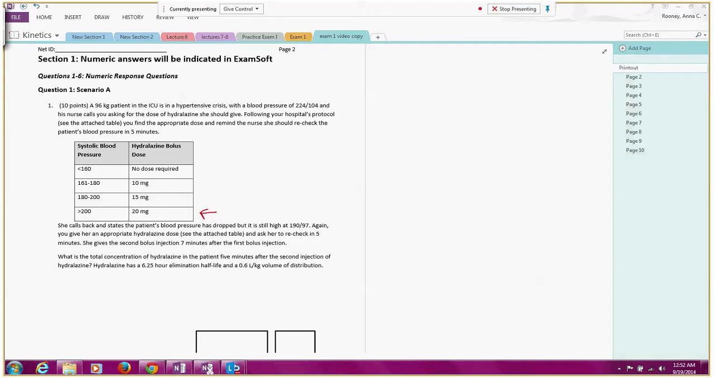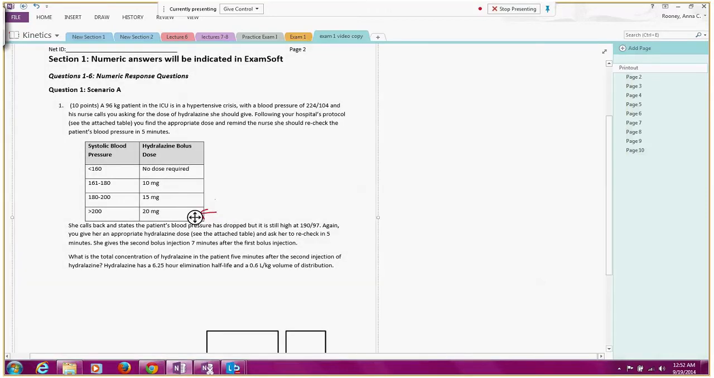She calls you back and she states that the blood pressure has dropped, but it's still high. It's 190 over 97. Oh my gosh, what do I give him? And you say, "I'm a handy dandy pharmacist and I know what I'm doing." And you give them 15 milligrams for the second dose. And she hangs up the phone and gives that to the patient.